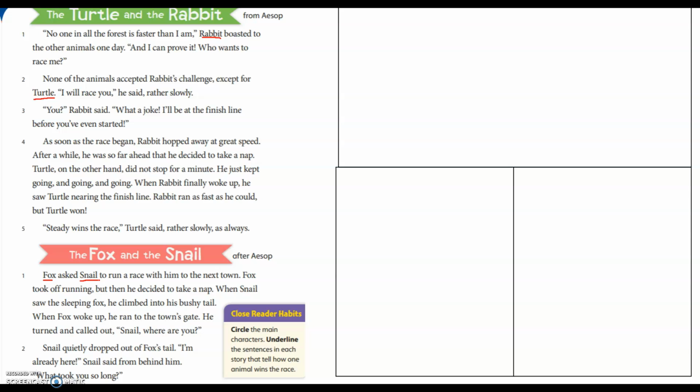So, did Snail really win the race? Snail didn't actually win the race. He tricked the fox by hiding in his tail, unlike Turtle, who actually did win the race.